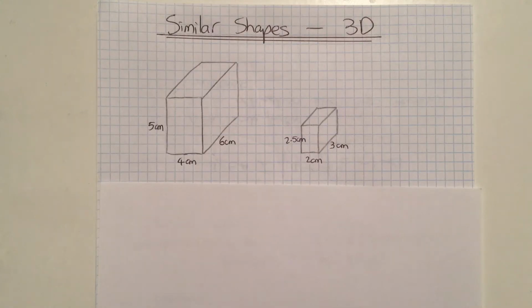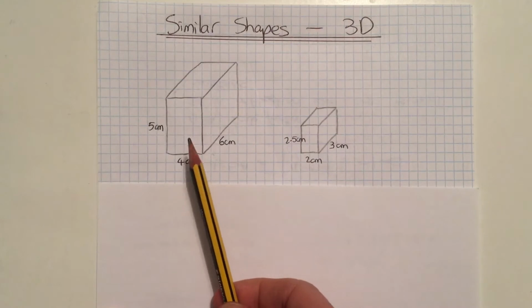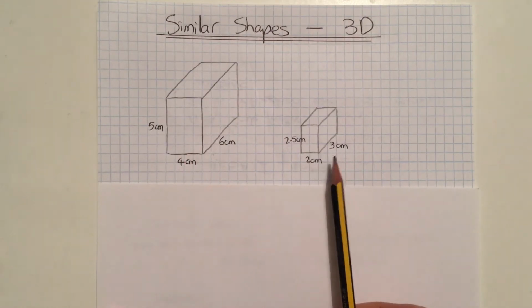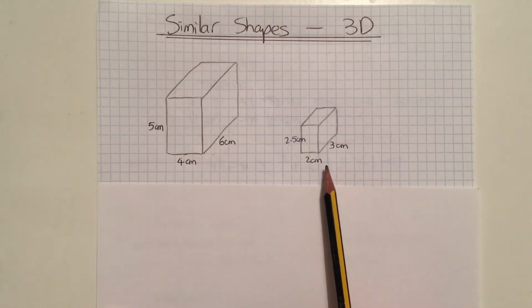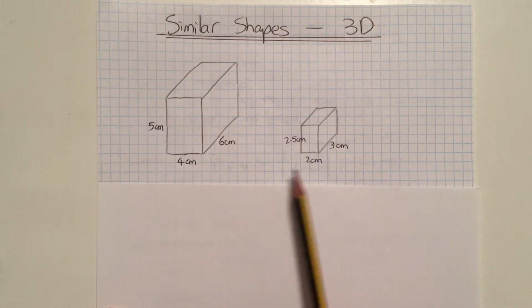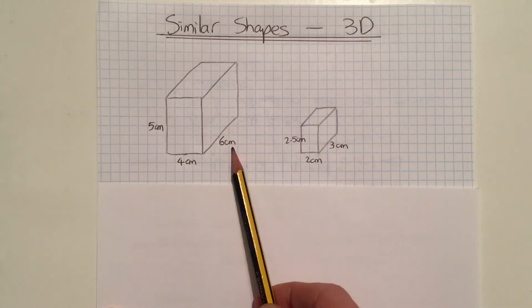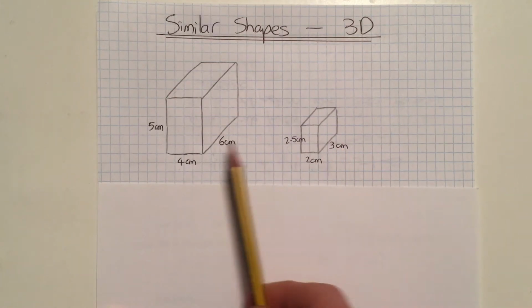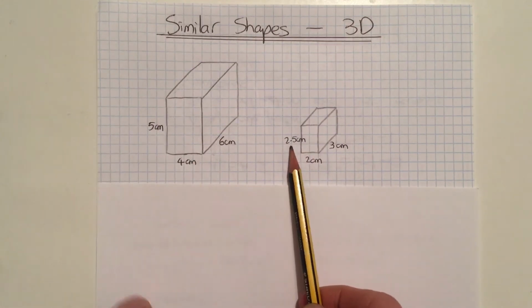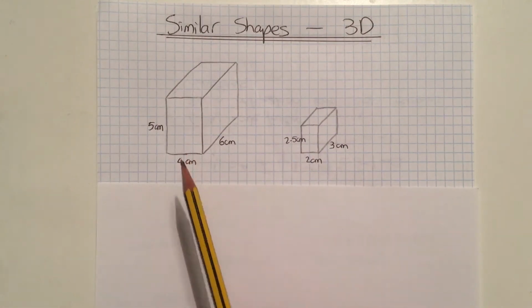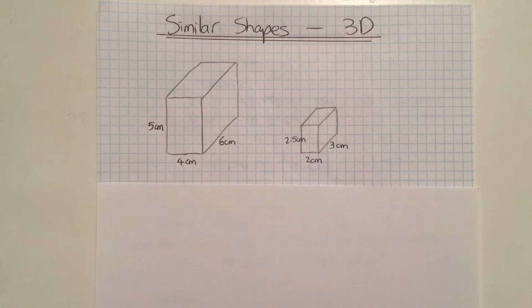This video is all about 3D similar shapes. Those two cuboids are similar shapes because all of the sides are in proportion. This cuboid here, the lengths are 2 times bigger than the lengths over here. This length is 2 times bigger than that length. This length is 2 times bigger than this length. This length is 2 times bigger than this length. So the length scale factor is 2.